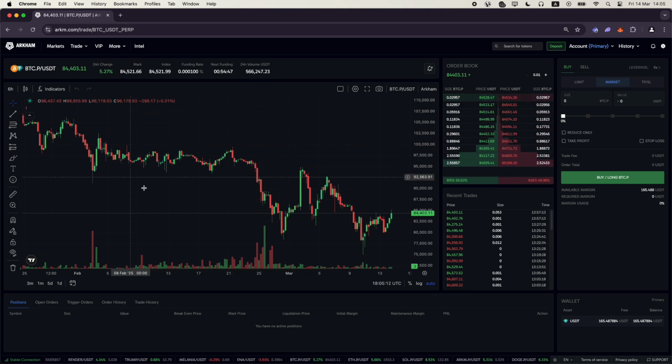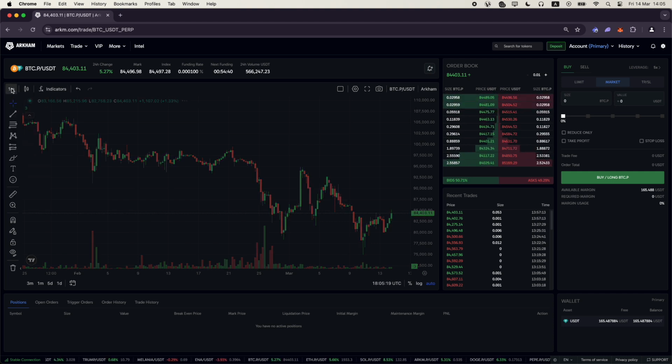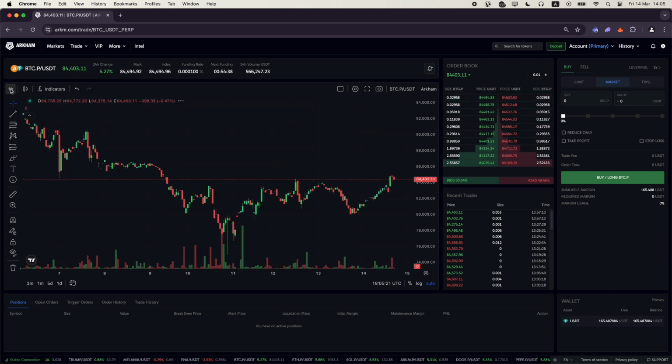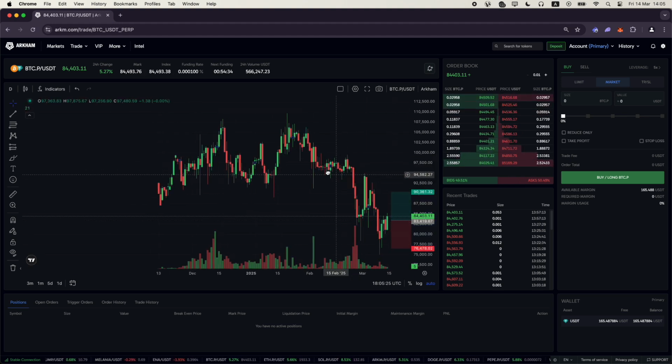Front and center is the price chart, which shows you how the contract price has changed over time. You can switch between different time frames, like 1 minute or 1 day, and even add technical indicators to help you decide when to enter or exit a trade.